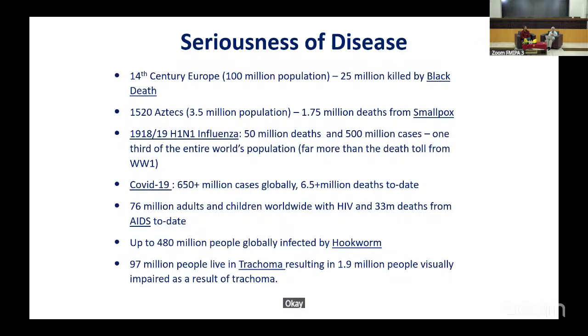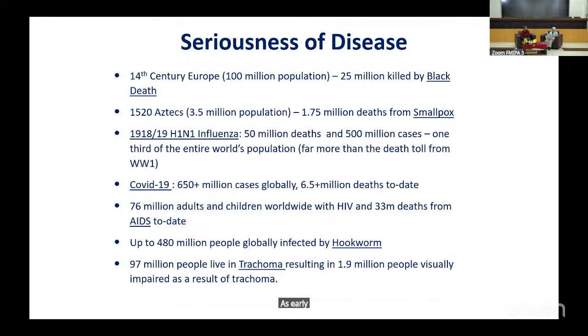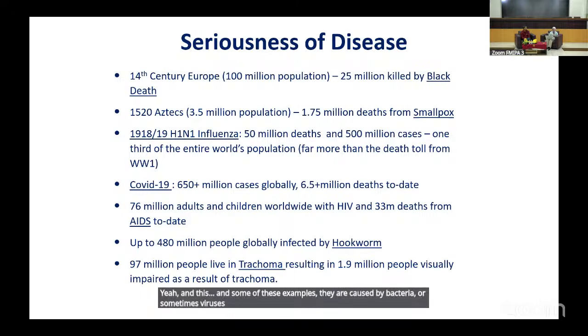Okay. Now you may think about why we have to look at disease, because sometimes we have seen this in the recent pandemic with COVID-19, how serious a disease can be. They can cause mortality, they can cause fatality, people lost their life because of the disease. As early as, I think the first one that is recorded, is the Black Death, which in the 14th century killed hundreds of millions of people. And some of these examples are caused by bacteria or sometimes viruses like COVID-19.